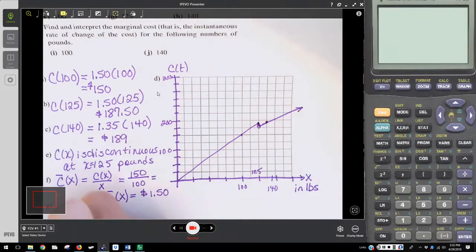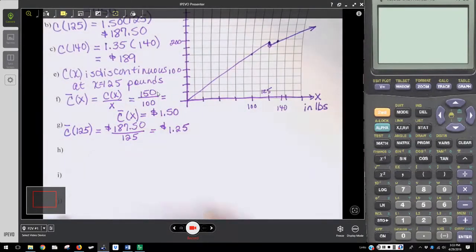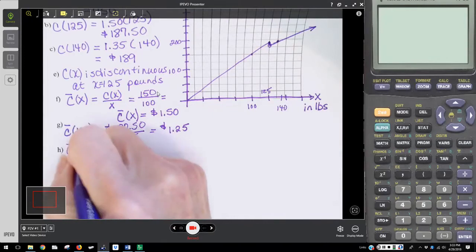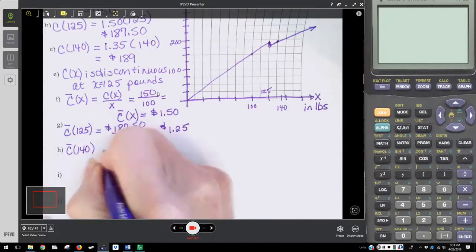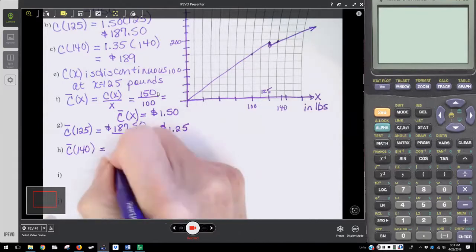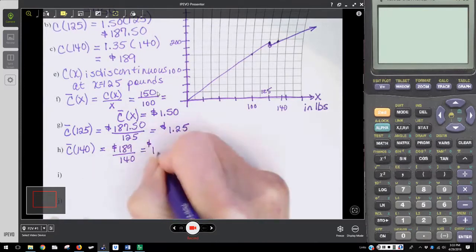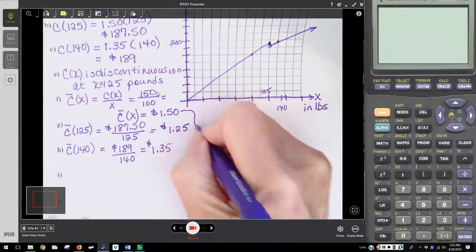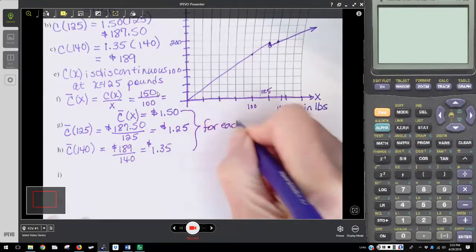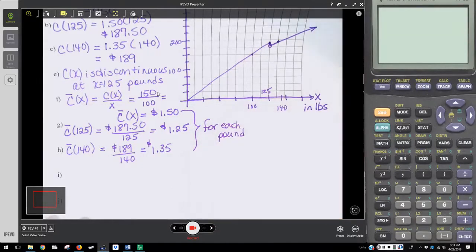And for that reason, then C average of 125 is 187.50 divided by 125, which again shouldn't be a big shock that it's $1.25. And then H says for 140, C average of 140 is equal to 189 divided by 140, which is $1.35 for each pound. Because that's what an average is, the cost per pound.